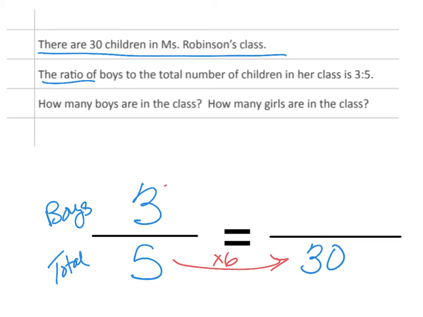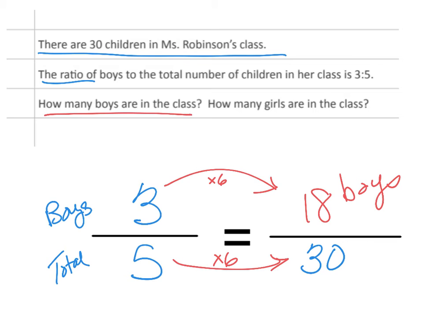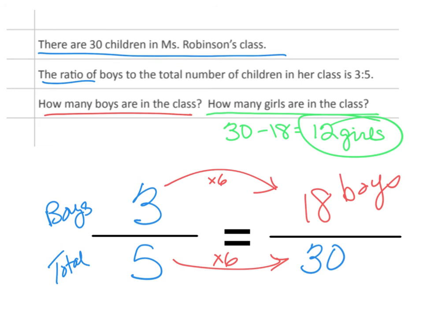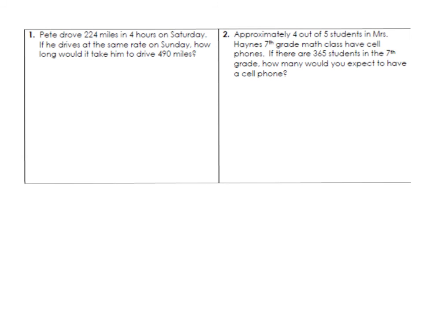So now to solve it, what do we do to 5 to get 30? We multiply it by 6. 3 times 6 gives us 18 boys in Miss Robinson's class. Now, we answered this question. There's a second question. How many girls are in the class? Well, if we know they have 30 students altogether, we take out the boys, we have 12 girls in the class. Simple subtraction.